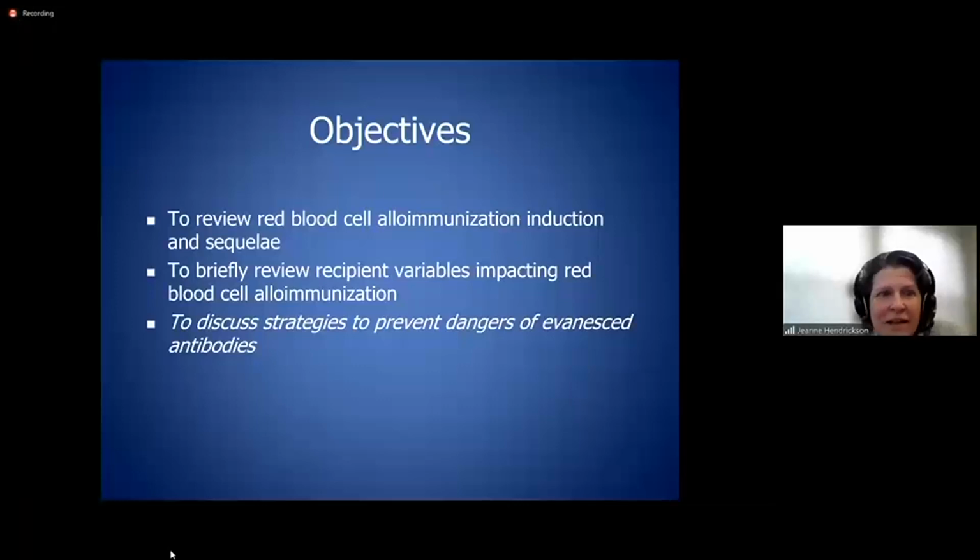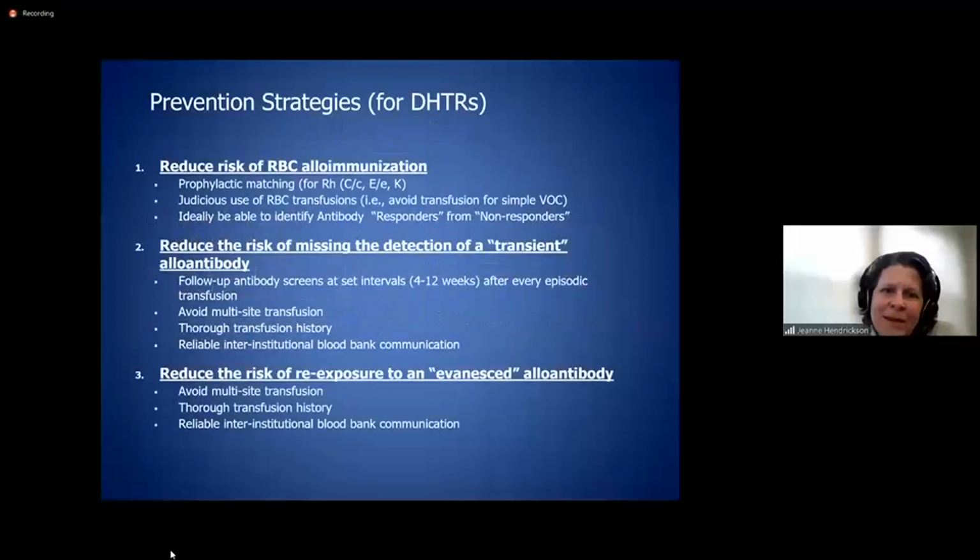All right, and then the last 5 or 10 minutes just to talk about how can we try to prevent dangers of evanescent antibodies. So we know antibodies exist. We know antibodies evanesce. We know these antibodies can be clinically significant in transfusion and pregnancy, more so for some patient populations than others. But how can we prevent their dangers? So I don't have the answers.